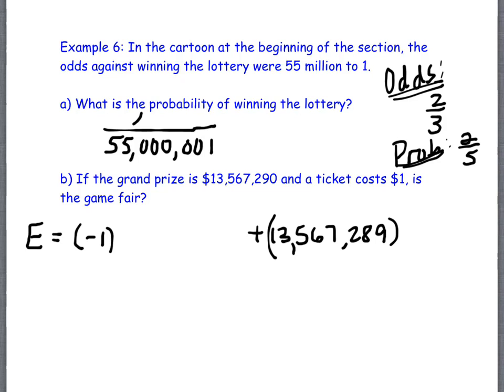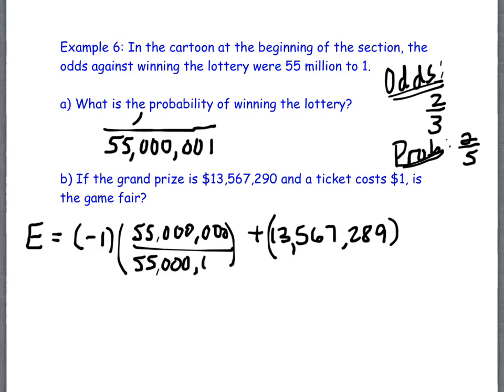Yes. All right, so how likely are you to lose? That's the first one, the -1. How likely is this to happen? 55 million out of 55 million and 1, right? And how likely are you to win? Well, that's the first probability that we found, 1 out of 55 million and 1.